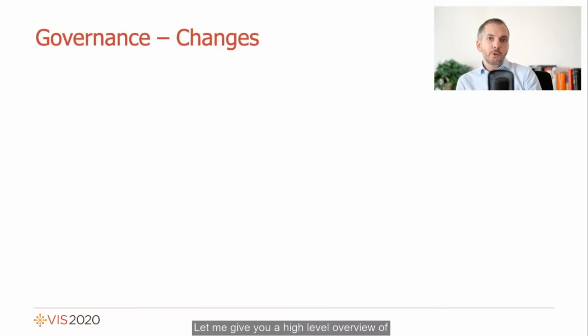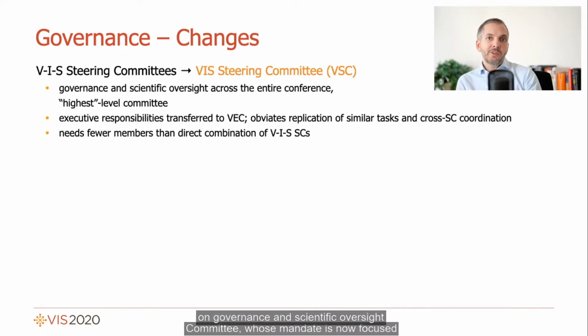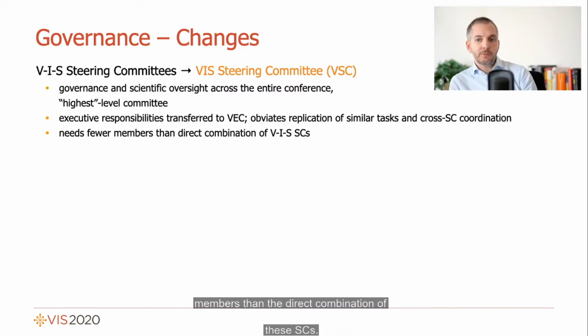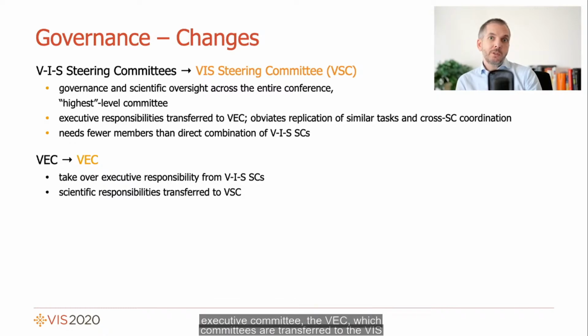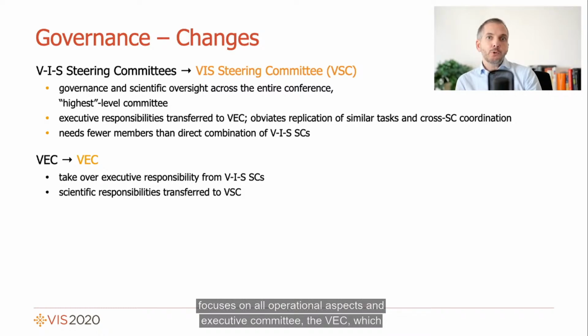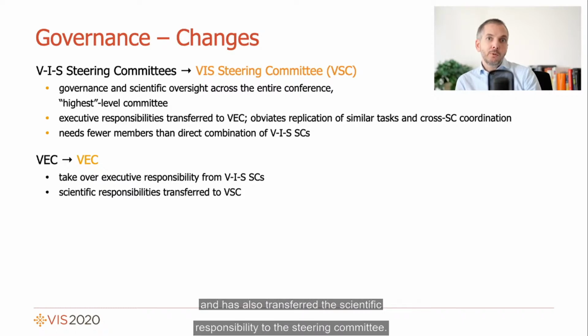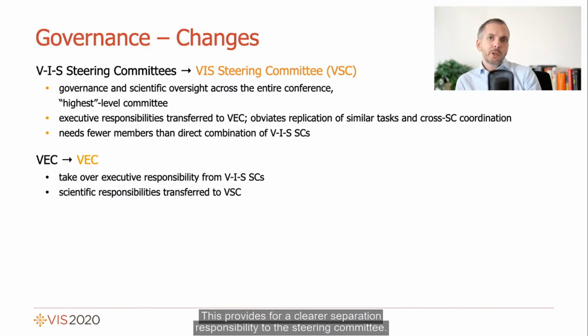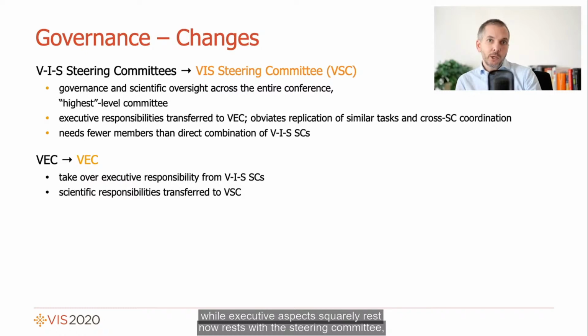Let me give you a high-level overview of the changes. First, the three steering committees of VAST, InfoVis, and SciVis are replaced by a single VIS steering committee, whose mandate is now focused on governance and scientific oversight of all of IEEE VIS. In a sense, this is the highest level committee and can operate with fewer members than the direct combination of VIS SCs. Much of the executive responsibilities of the former steering committees are transferred to the VIS Executive Committee, the VEC, which focuses on all operational aspects and the executive organization of the conference, and has also transferred the scientific responsibility to the VIS Steering Committee. This provides for a clearer separation of concerns. Scientific decision-making now rests with the steering committee, while executive aspects squarely rest with VEC.